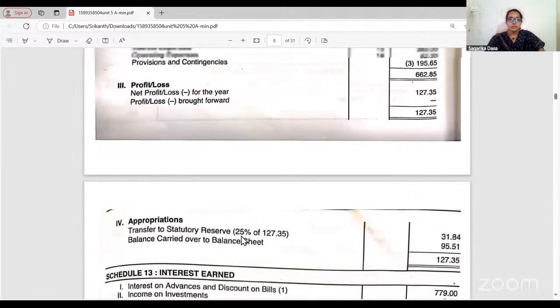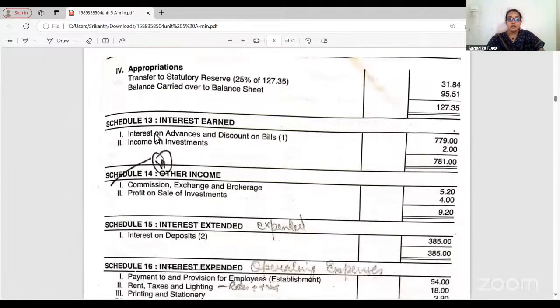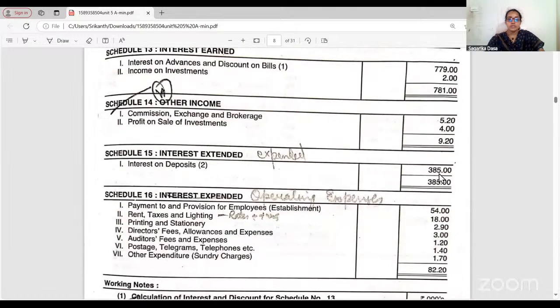Now let us see. Proforma is same. There is no change in the proforma. Let us see the working notes. Now working notes, schedule 13, we have discount on bills discounted and income on investments. This is the total of schedule 13. Then 14 is your commission, exchange, brokerage and profit on sale of investments. This comes to 9.20. Then schedule 15 is interest on deposits, 385. Then schedule 16 is operating expenditure, that is payment to the employees or establishment expenditure, rent, rates and taxes, printing, director fees, auditor fees, postage and other expenses, which comes to 82.20.